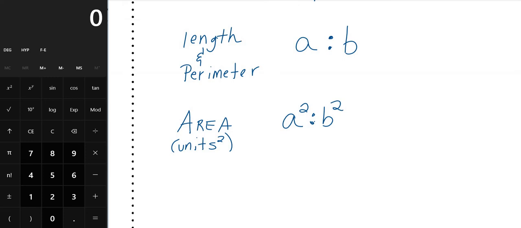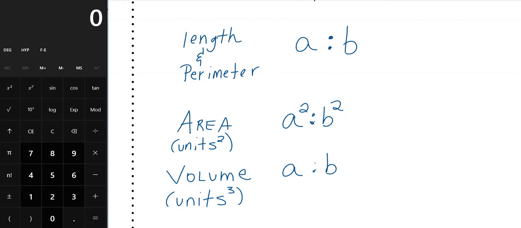And lastly, volume, which is what this question is asking about. If you're asked to find a missing volume, volume is always units to the third power, cubed. So you're going to have to take your scale factor, A to B, and you have to cube it.